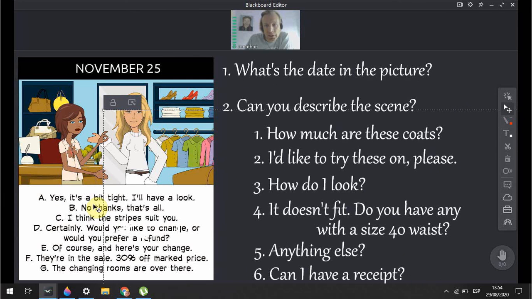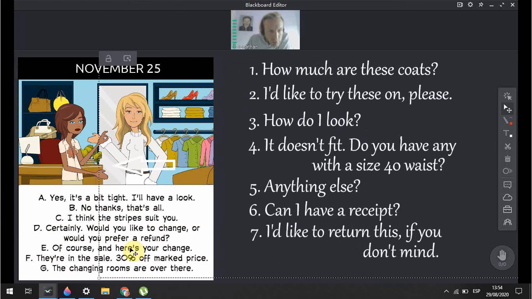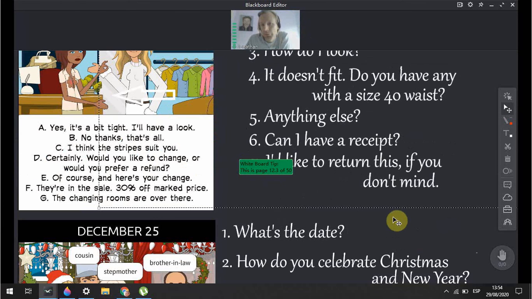How much are these coats? They're in the sale, 30% off marked price. I'd like to try these on, please. The changing rooms are over here, etc., etc.